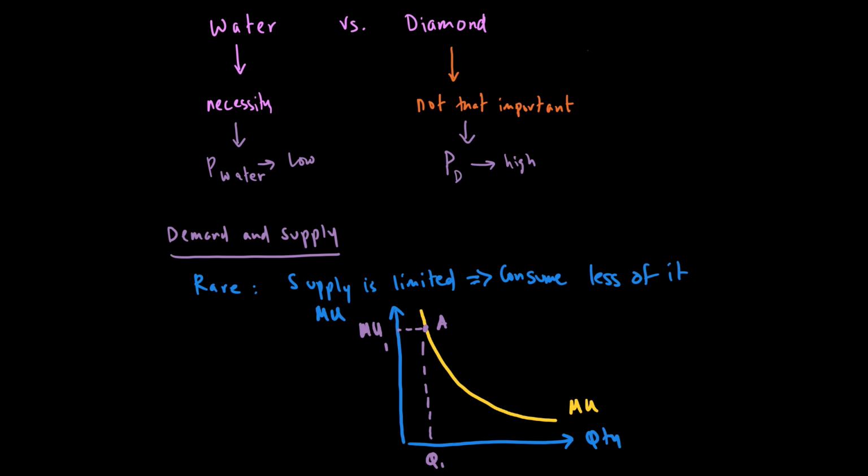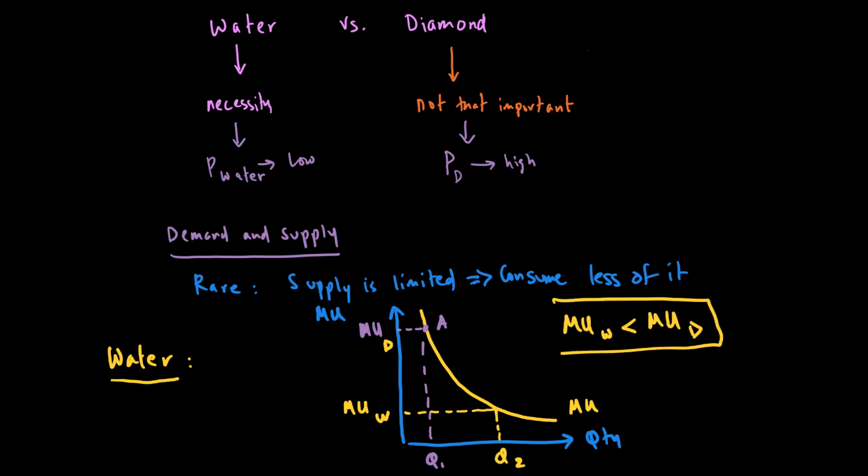On the other hand, if you look at water right now, the consumption of water for us is very high. So if I use the same diagram, I am probably here when it comes to water. So let me call this MU of T and let me call this MU of W. Because I'm consuming a lot of water, my marginal utility of water is right now less than the marginal utility of diamond. And the reason is simply because the quantity that I'm consuming of water is much higher than the quantity that I'm consuming of diamonds.